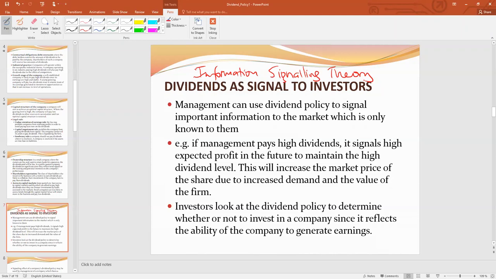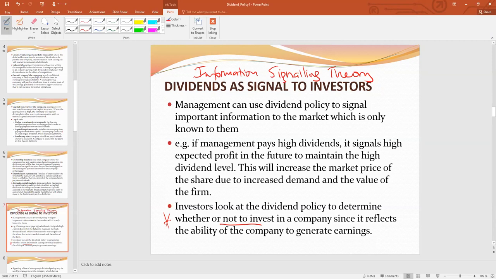The investor looks at the dividend policy to determine whether or not to invest in a company. Generally, this is what I can say is a rudimentary way of trying to make your investment decision. However, it can also be a good one.